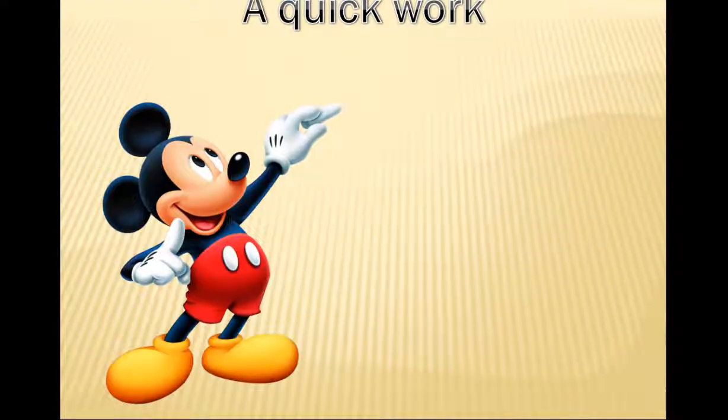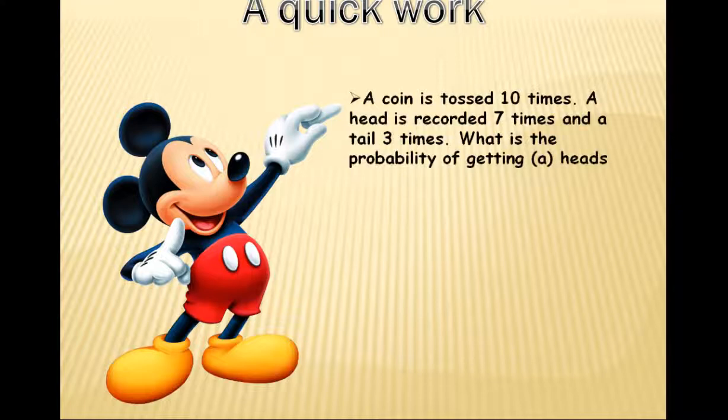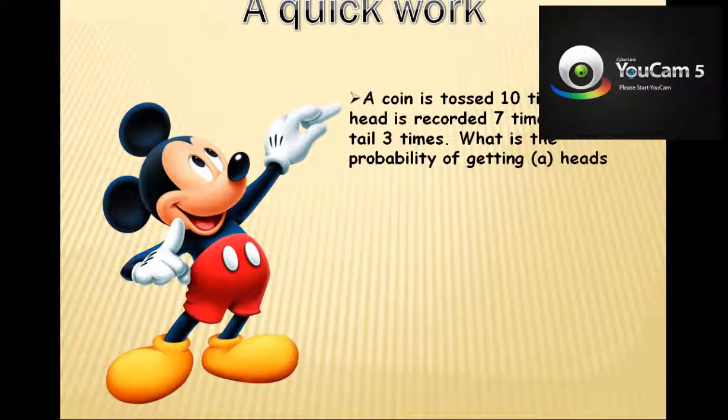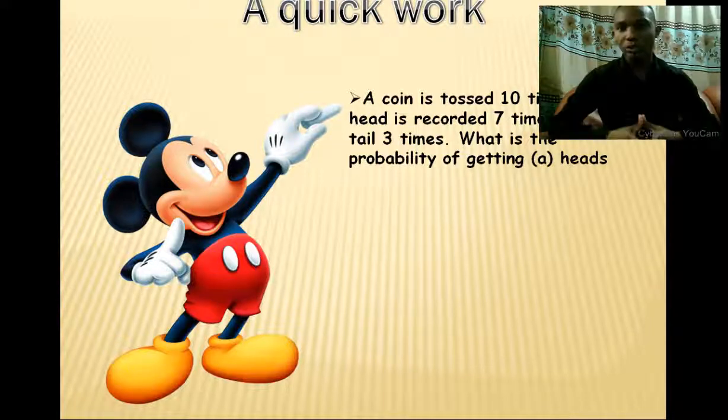You can even make sentences with these words. Okay, a quick walk just to remind us what we did last week. Quickly answer this question. A coin is tossed 10 times. A head is recorded 7 times and tail 3 times. What is the probability of getting a head? I repeat, a coin is tossed 10 times, a head is recorded 7 times, and a tail 3 times. What is the probability of getting heads? Quickly answer it. Okay, let's move on.